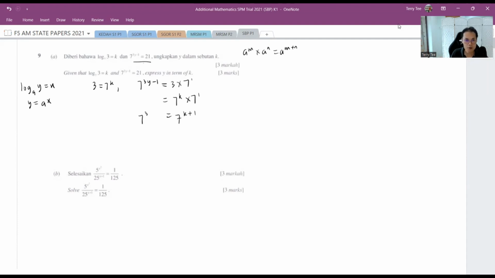Now we have 7 power 3y minus 1 on the left, 7 power k plus 1 on the right. We compare the power and make y the subject. Bring the -1 over, I got k plus 2. My y is k plus 2 over 3. There you go. You got your y in terms of k.